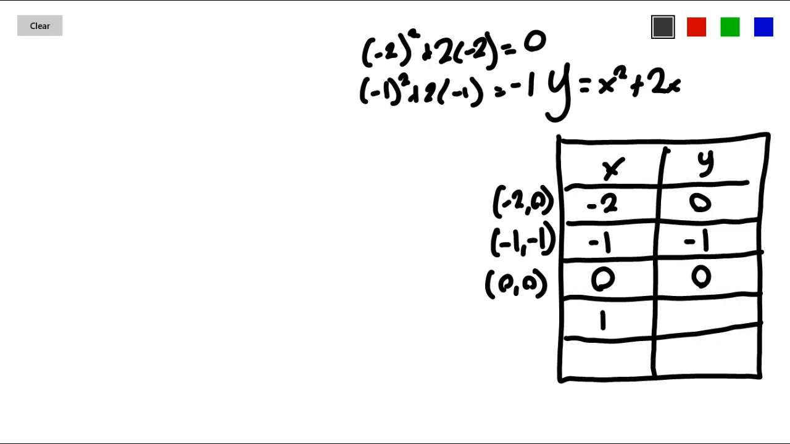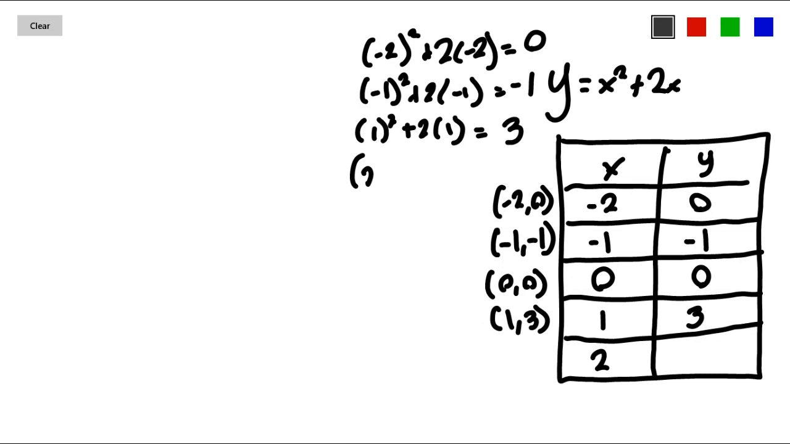Then if x equals 1, I've got 1 squared plus 2 times 1. That's going to give me 3. And then the last point will be 2. So I'll have 2 squared plus 2 times 2, which is going to give me an 8.